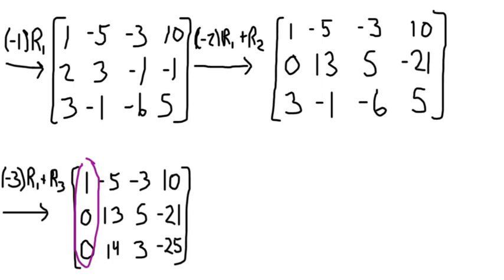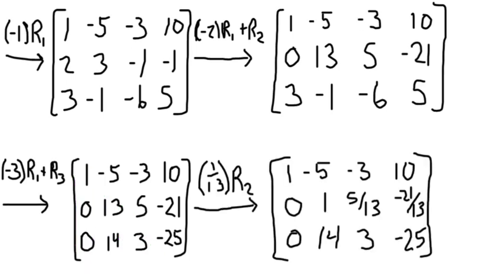The next thing we've got to do is get these values to be a 1 and this value to be a 0. That's what we're going to work towards in the next few parts. In order to get the value of 13 to be a 1 in row 2, we're going to multiply row 2 by 1/13. We're just going to take row 2 and multiply each of those entries by 1/13.